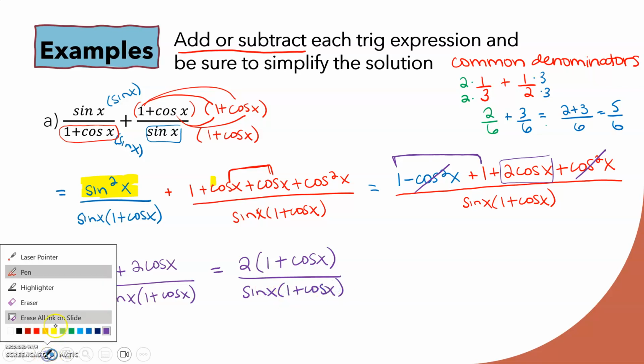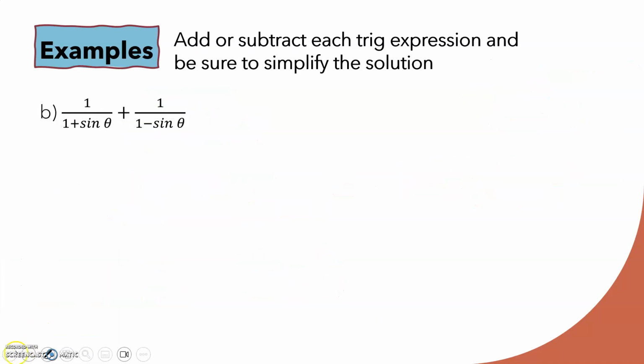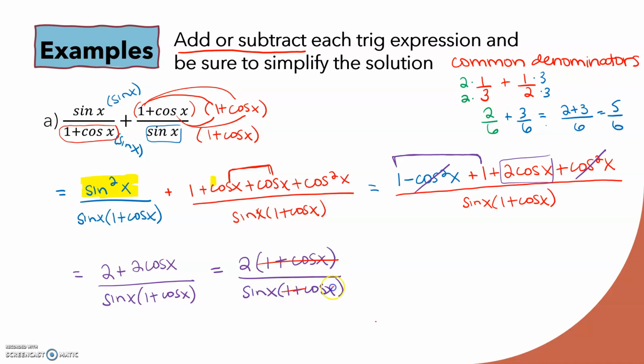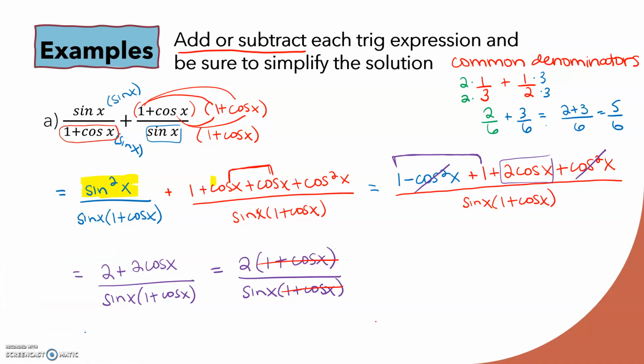And now finally, when you have an entire factor, so I have 1 plus cosine of x on the top, and I have 1 plus cosine of x on the bottom, those cancel. And it's because you have that same factor on the top and the bottom. So what I'm left with is 2 over sine of x. Now you can choose to leave your answer like that because I do have it down to one trig function. Or if you want to write it as 2 cosecant of x, that works as well, because that would just be the reciprocal of 1 over sine.